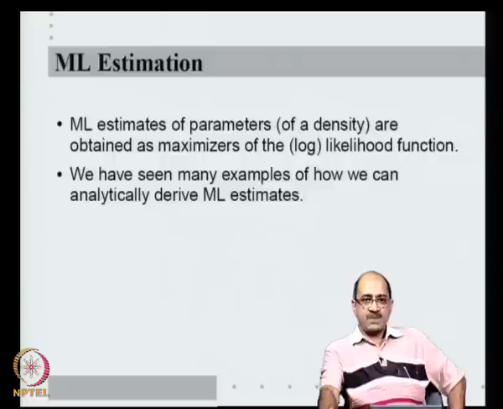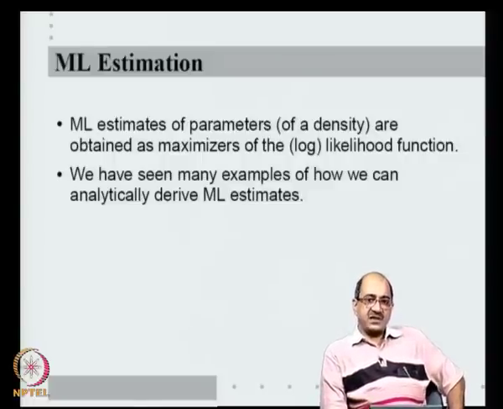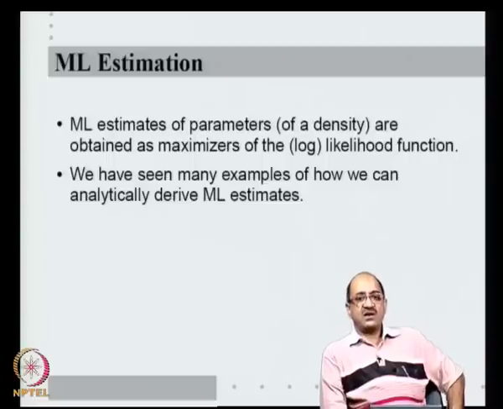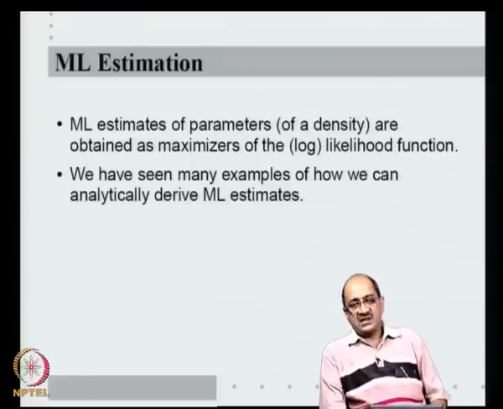We have seen many examples of how we can analytically derive the ML estimate. We have seen the one dimensional Gaussian density, the multidimensional Gaussian density, simple examples of discrete random variables such as Bernoulli, and simple examples of continuous random variables such as exponential. We have also seen how in general to estimate the mass function of any discrete random variable taking finitely many values. So, in all these cases we can analytically derive the ML estimates.